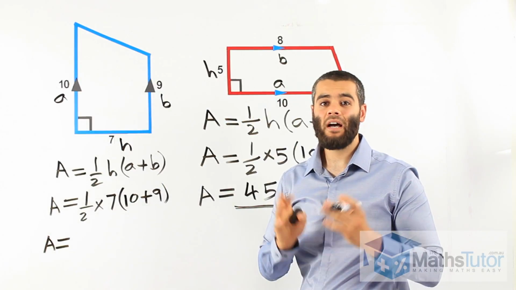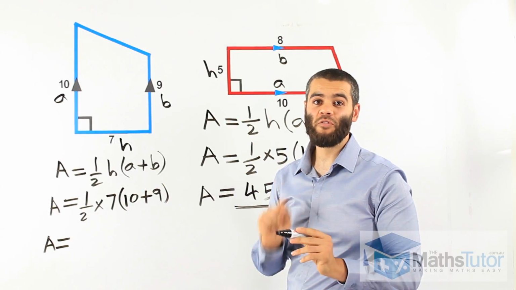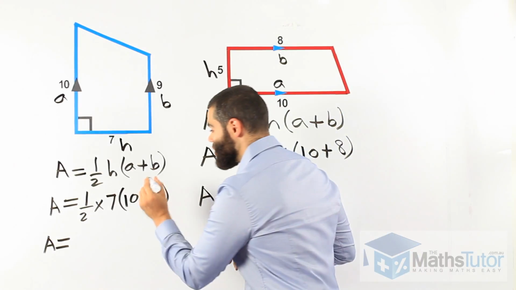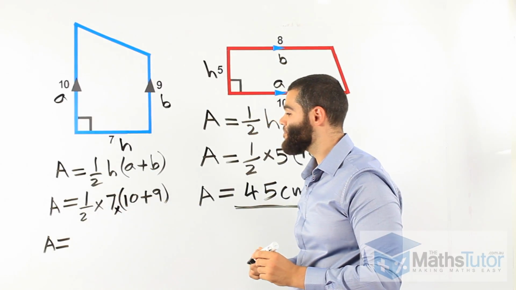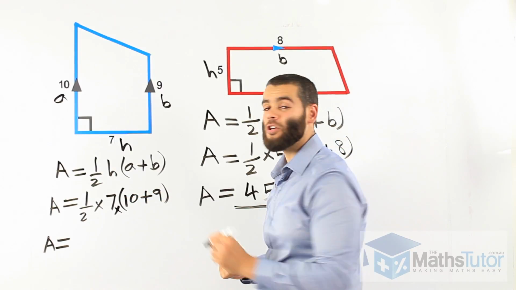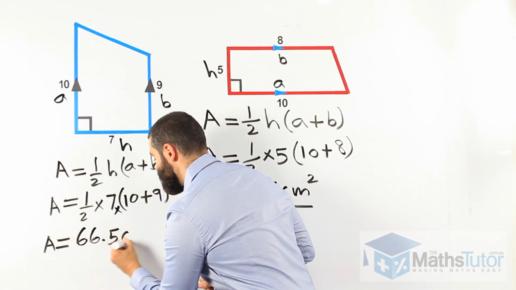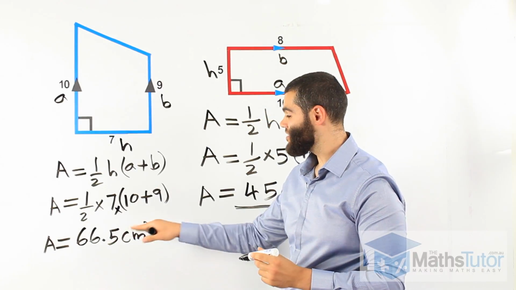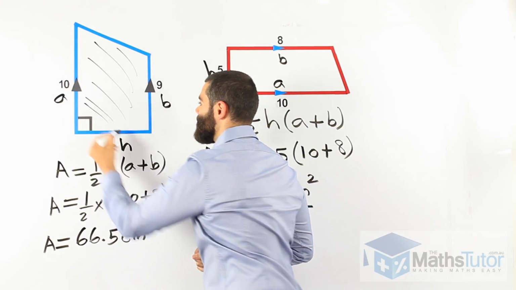Once again, grab your calculator. Half times 7, open bracket, 10 plus 9, close bracket. Very important not to forget the brackets. I've seen students forget to write the brackets and they get the answer wrong. You have to show the brackets, and on some calculators you need to put a times here. No problem. Half times 7 times, open bracket, 10 plus 9, close bracket. You're going to get 66.5 square centimeters. Always remember the squared. That's our answer. 66.5 square centimeters is the area inside this trapezium.